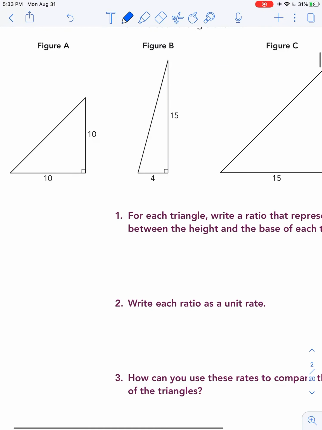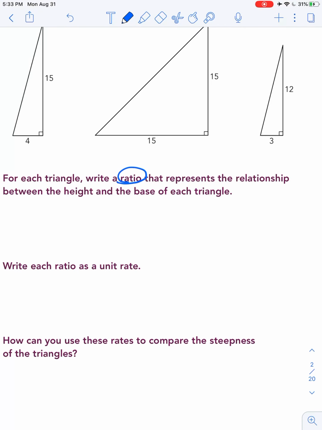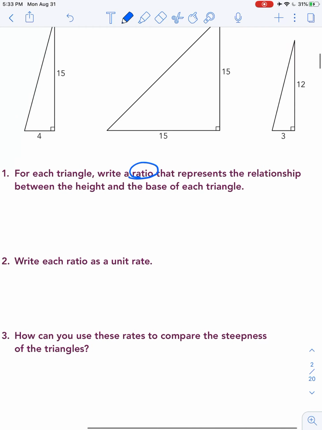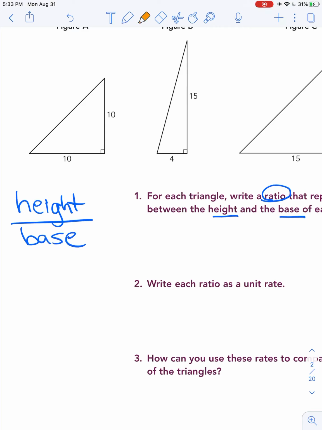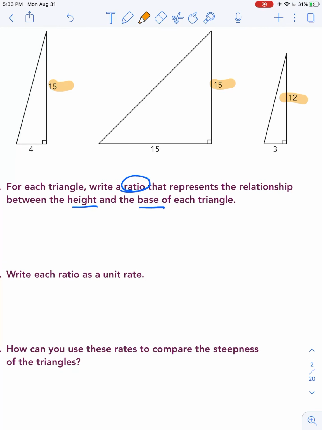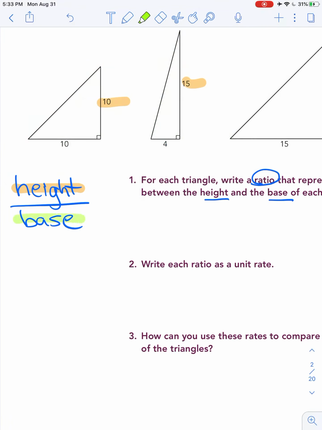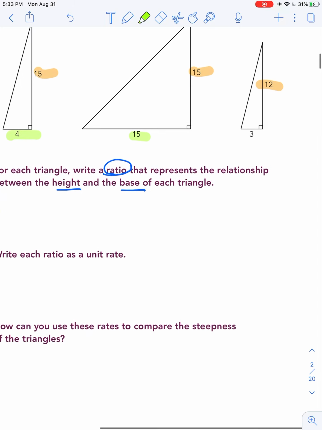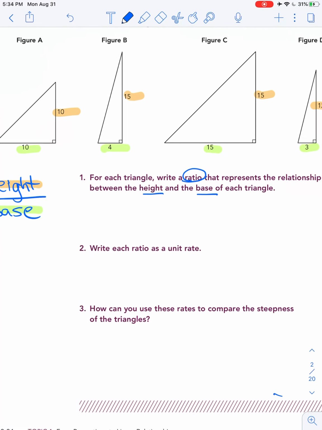Okay, next page. Right here we have some triangles. And it says for each triangle, write the ratio of the relationship between the height and the base. So that means that I want the height over the base. As I'm looking at each one of these, height is how tall these are. Those are going to be my heights, and then I'm going to change colors, and my bases are the numbers down here at the bottom.